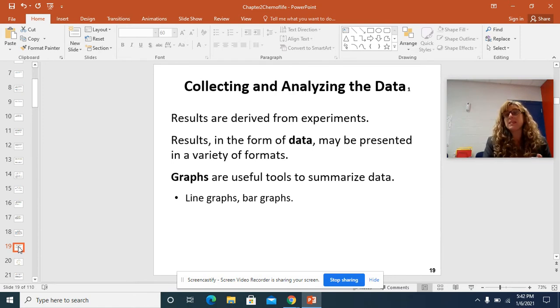So we're collecting and analyzing our data. We get the results from the experiments, okay? And we use graphs and tools, spreadsheets, and charts to summarize our data.